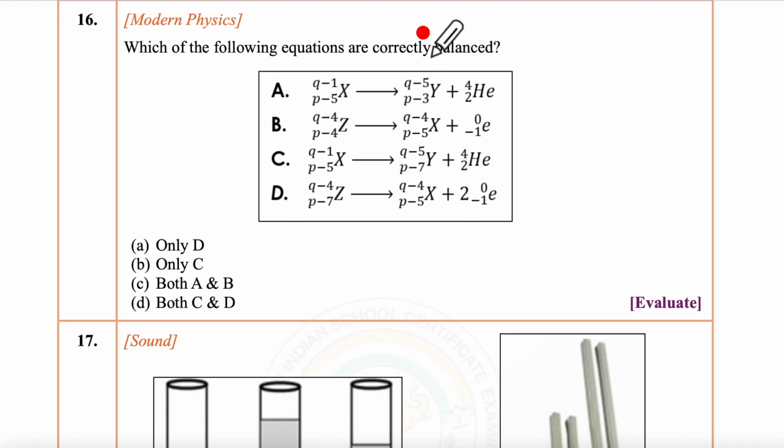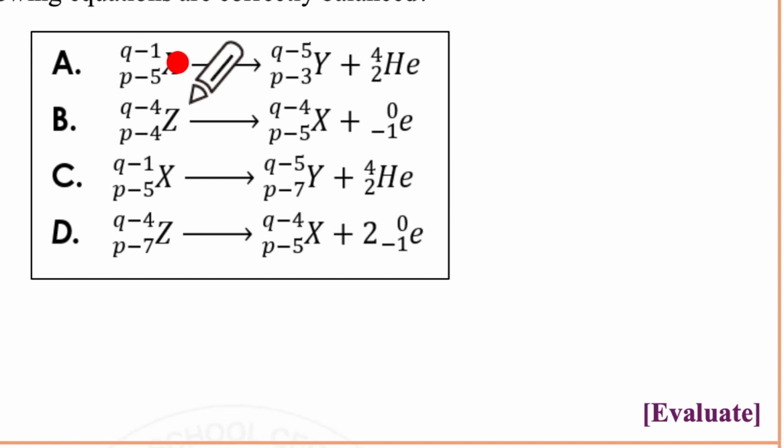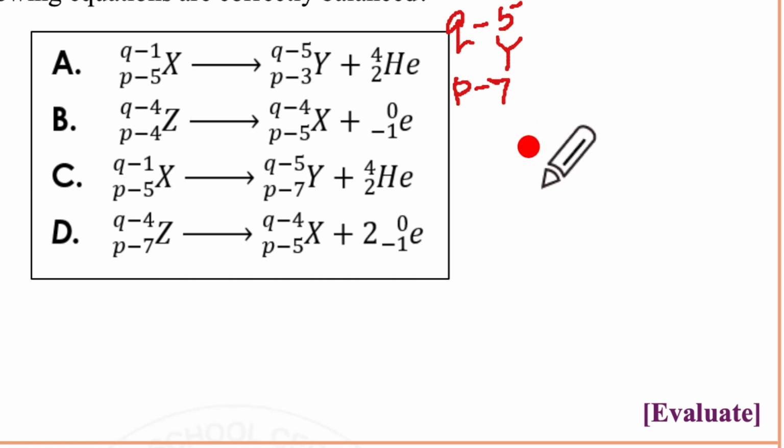16th question. Which of the following equations are correctly balanced? A has X, q minus 1 and p minus 5. It is emitting a helium particle, which means that this Y should be q minus 1 minus 4, so q minus 5, and this should be p minus 5 minus 2, so it should be p minus 7.